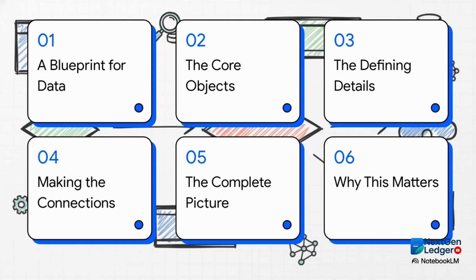So, here's our roadmap. First, we'll talk about this whole blueprint for data idea. Then, we'll get into the core objects, which we call entities. After that, the details about them, the attributes. Then, how we connect everything with relationships. We'll put it all together to see the complete picture. And finally, we'll talk about why this whole thing is so darn important.